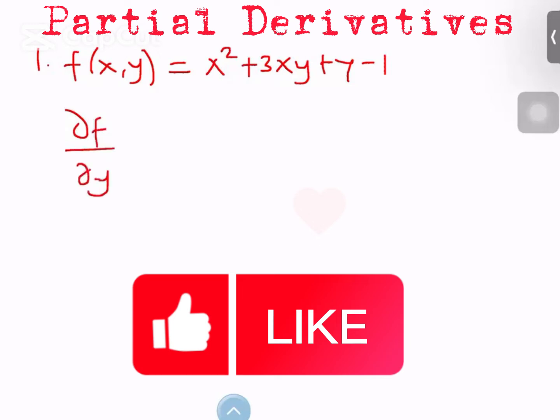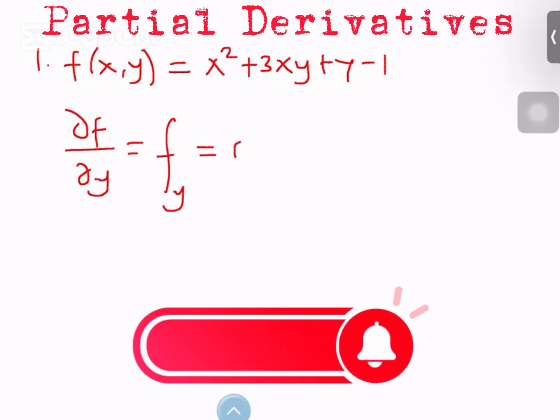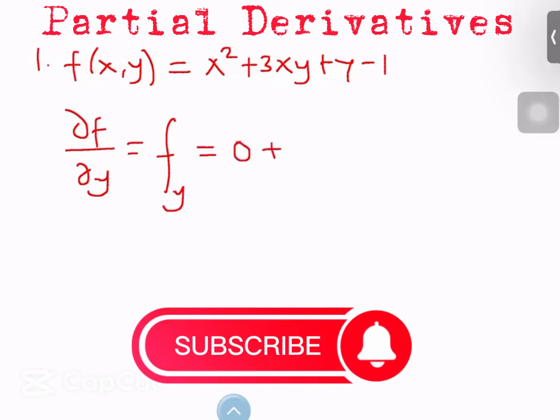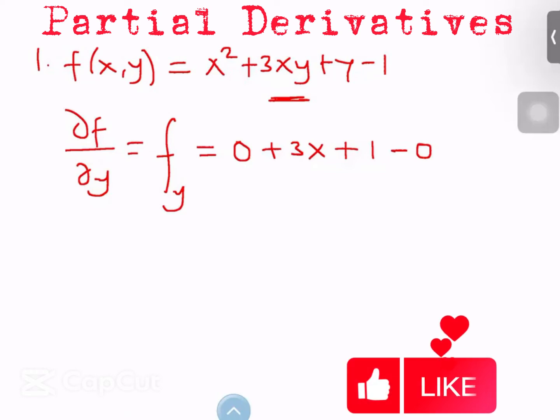This is the same as f of y, which is equals to, now the first term, which is x squared, doesn't have y anywhere, so that one automatically goes to a 0, and then plus, now this one we get 3x plus 1, then minus, minus 0. Let me differentiate each term on its own, because I want you to understand everything.